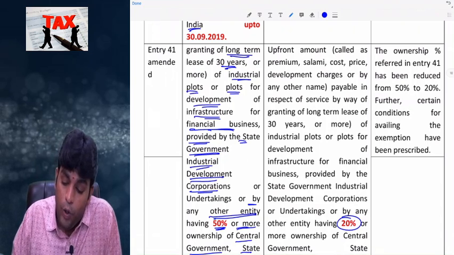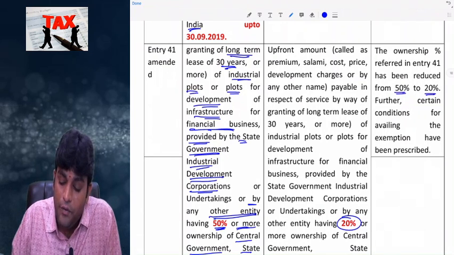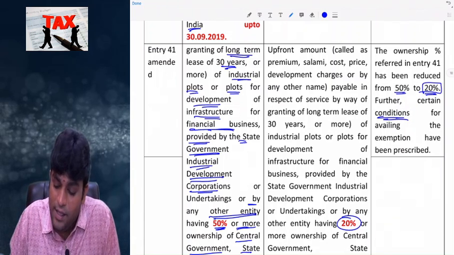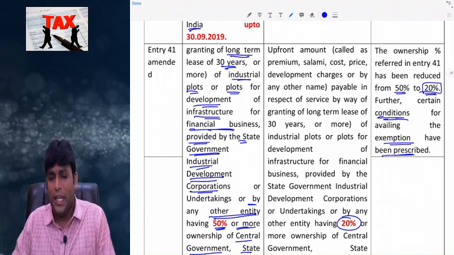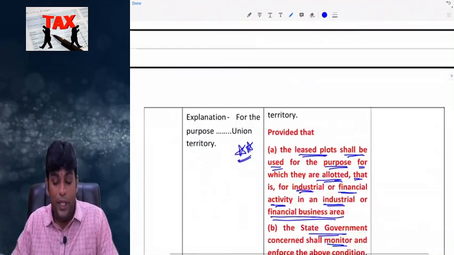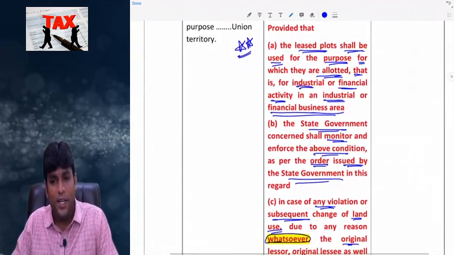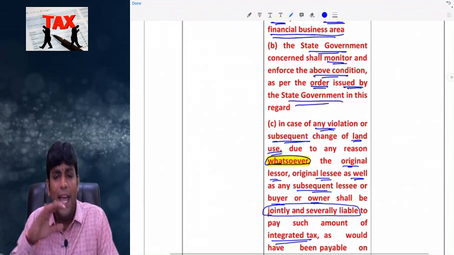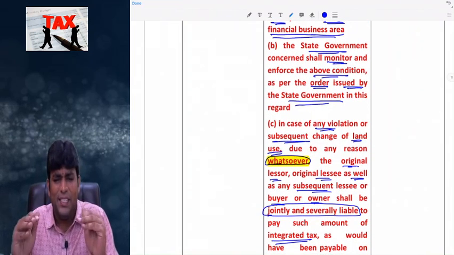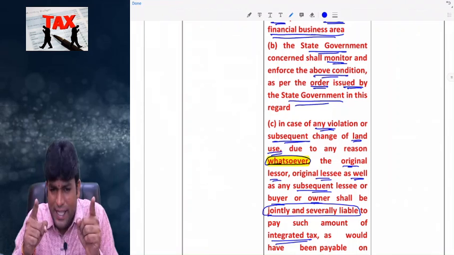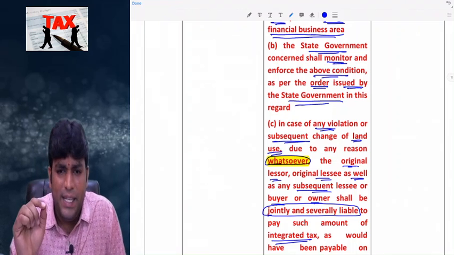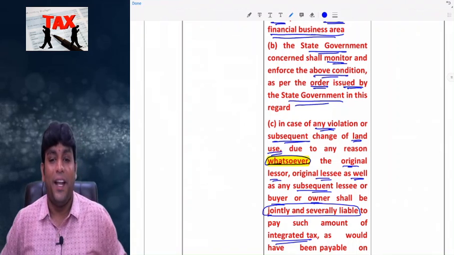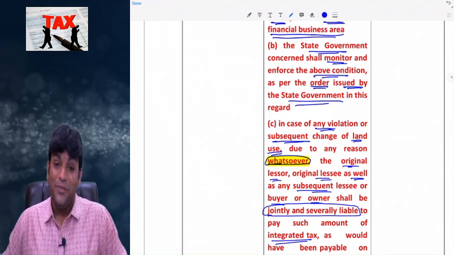So if you observe carefully, there are two interesting amendments they have done. Number one, ownership percentage reduced from 50% to 20%. Further, certain conditions have been prescribed. What is the condition? Number one, it should be used only for that particular purpose. Number two, the state government will monitor. Number three, in case of any violation, everybody, lessor, lessee, sublessee, everyone will become jointly and severally liable. And in the sublease agreement, lease agreement, everywhere this condition must be specified. This is very important.